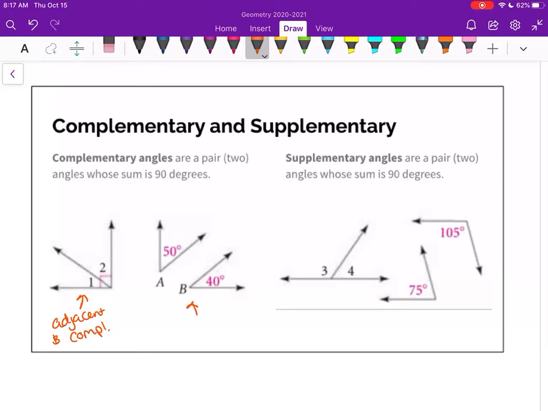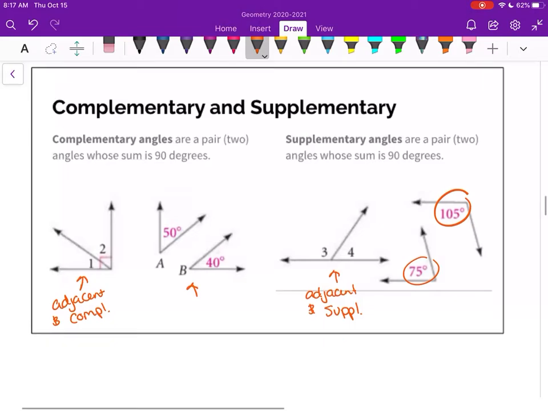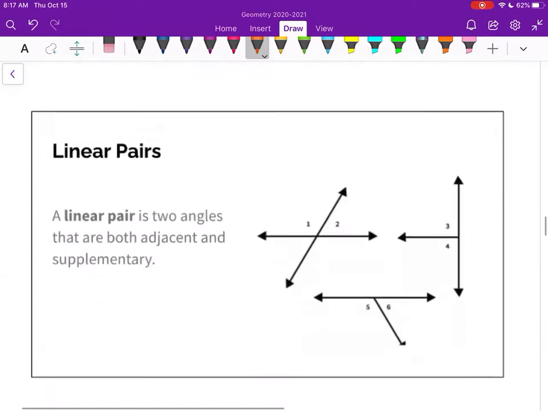So supplementary are a pair of 2 angles whose sum is 180 degrees. So here I have angle 3 and angle 4 are going to be adjacent and supplementary. Okay, so they're next to each other. We can see that they are supplementary because they create a straight angle, which we know is 180 degrees. Or if I'm given their measures, like I am in this other pair, I can also tell that I have a pair of supplementary angles.